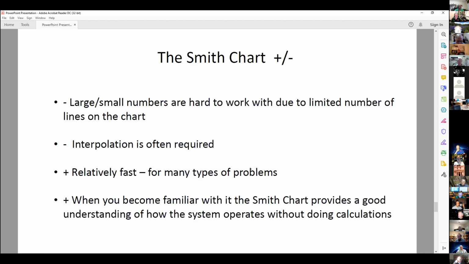The other thing I think that's really good about the Smith chart is it helps you visualize, if you can accept that this point that we're looking at is the impedance at a specific point, and as we move around the circumference of the chart, we're changing the length of the transmission line. You get a really good feel for how the system behaves.